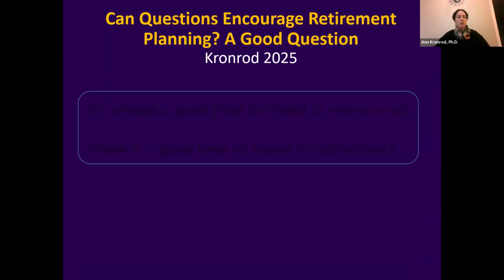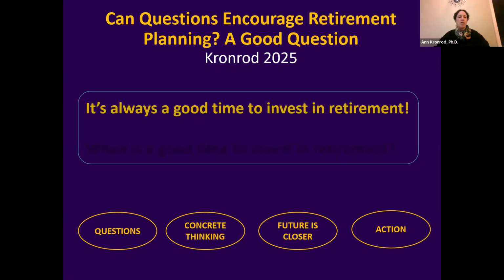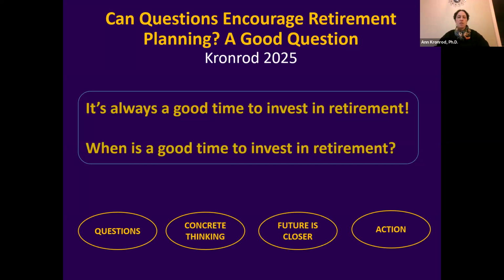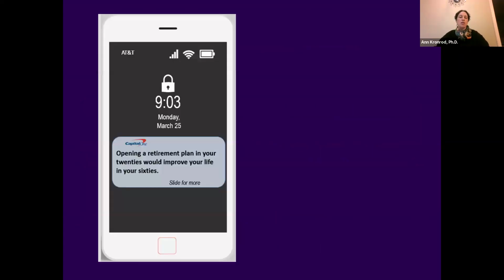And this more concrete thinking brings everything that is somewhere in the future closer in time. And if it's closer, then I'm going to have to do something about it. So it activates. We used phrases, for example, like "It's always a good time to invest in retirement," as opposed to a question asking the same thing: "When is a good time to invest in retirement?"